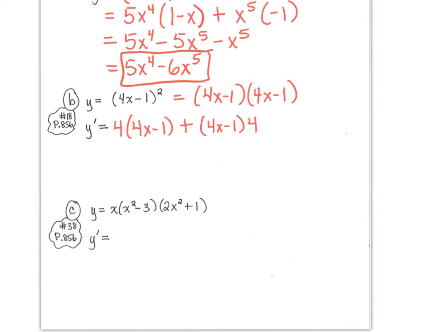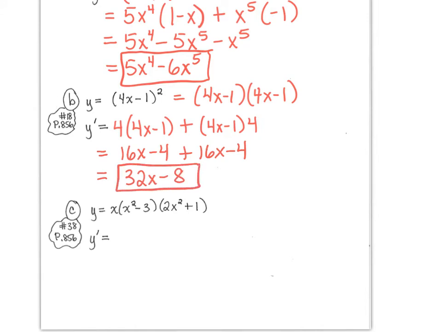Distribute. So we get 16x minus 4, plus 16x minus 4. Good. And what do we get here? 32x minus 8. You got it. Very good. What questions do you have?